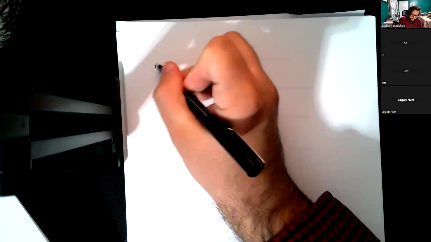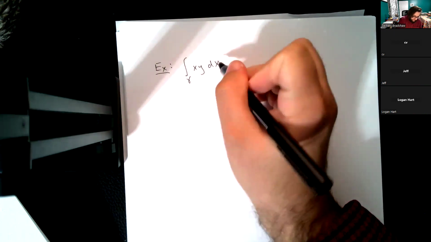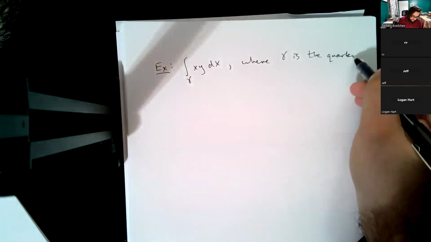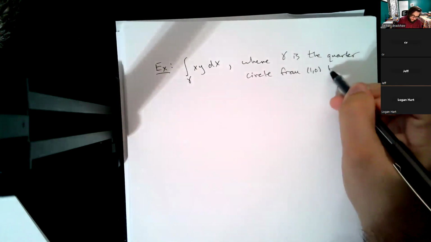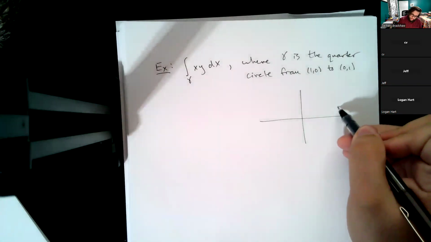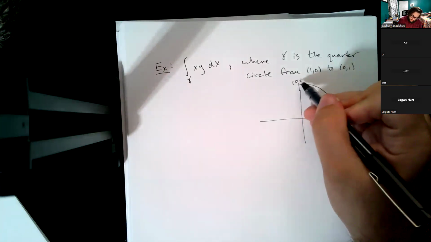So it's maybe worth doing a quick example, and I'm going to reuse this example in the future in this lecture. So let's compute this integral where gamma is the quarter circle from (1, 0) to (0, 1). So that's this quarter circle here.